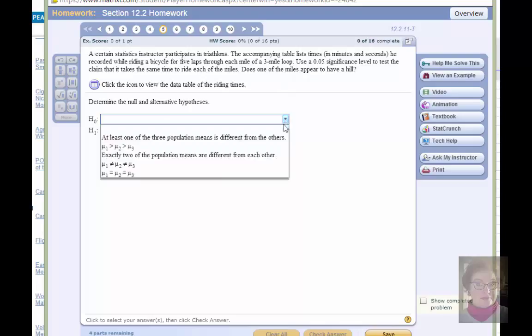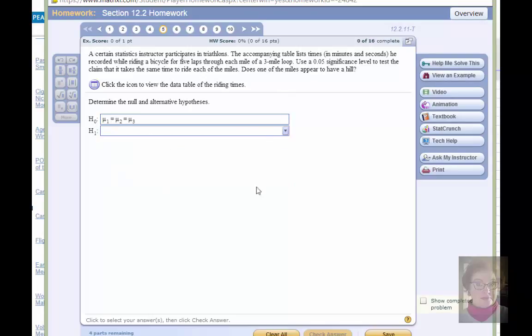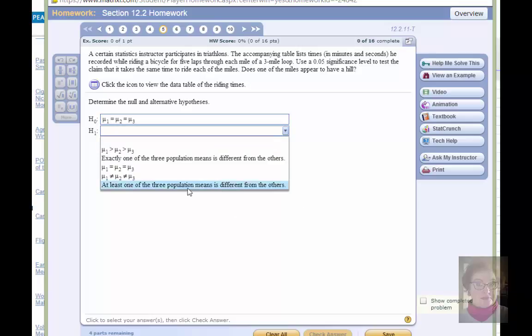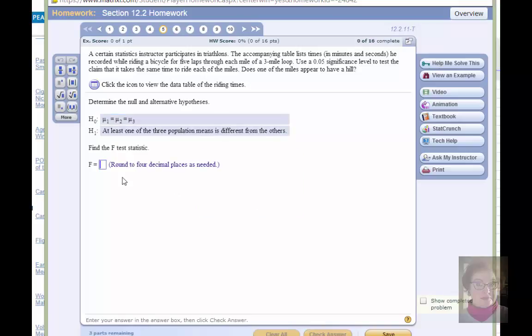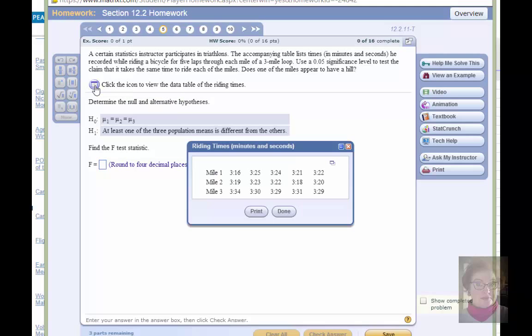So our null hypothesis is going to be that all the means are the same. And our alternative is going to be at least one is different, and we don't do the not equal to, not equal to, not equal to. There's just one that's different. And then we want to find the F statistic. So that's where we're going to use our table, and we're going to go to StatCrunch.